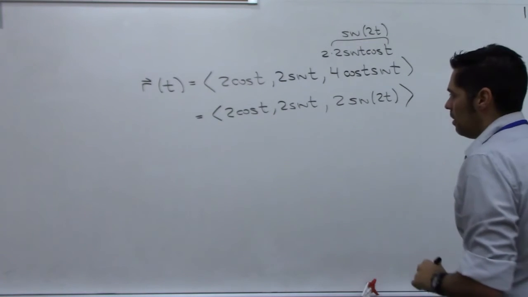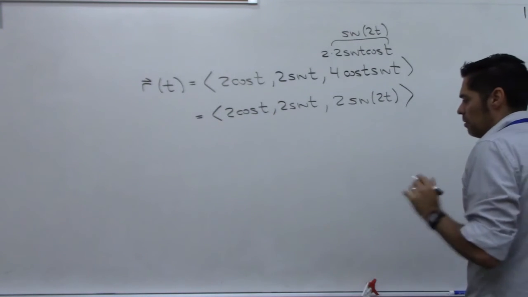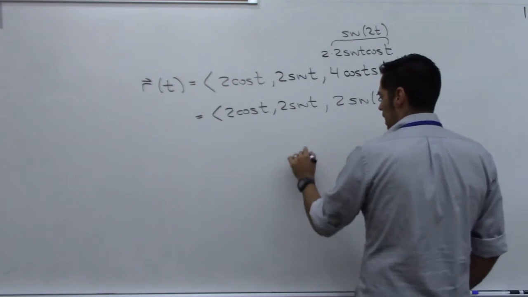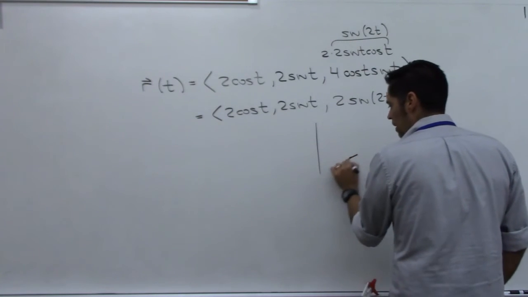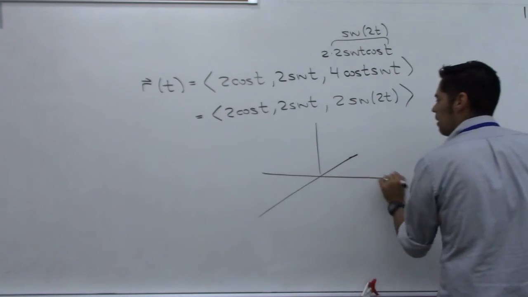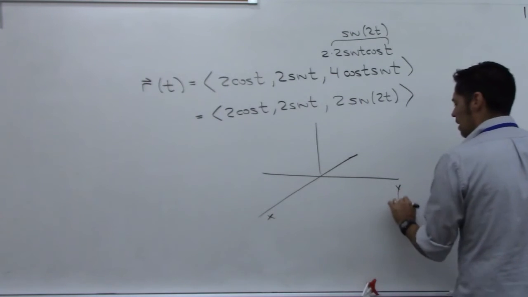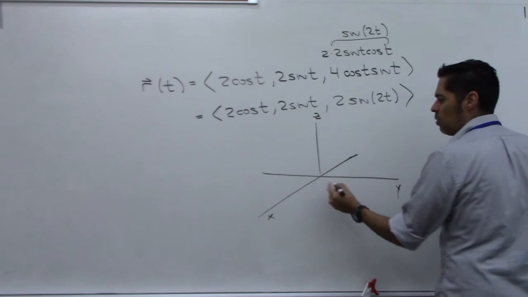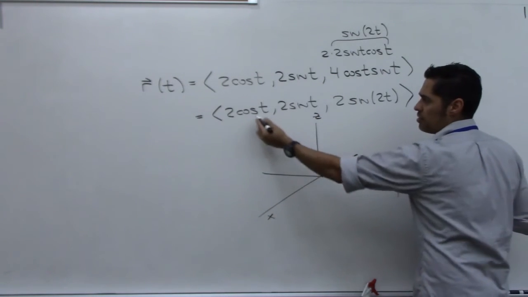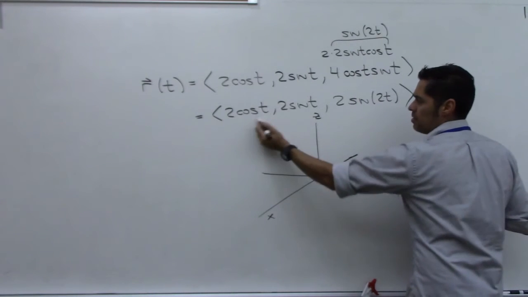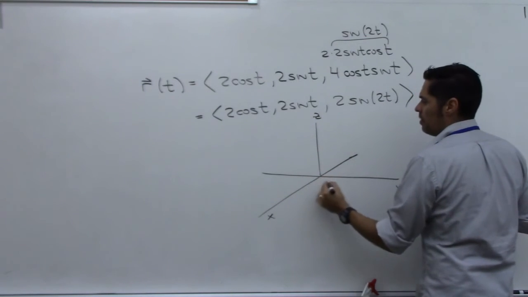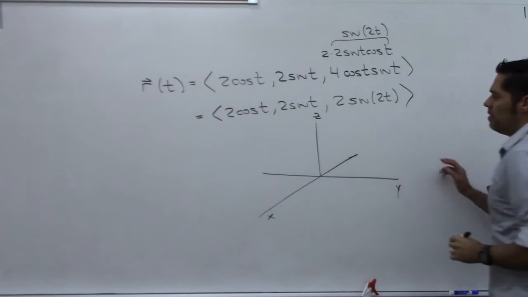Okay, so let's talk about what's happening here. We already said that in the xy plane, this draws a circle of radius 2. Here is x, here's y, here's z. But the z coordinate is dictated by this.